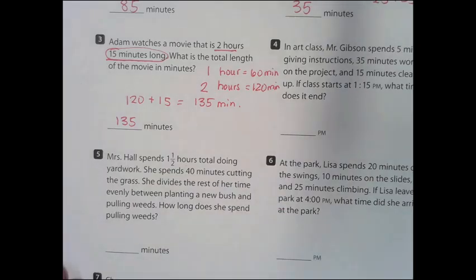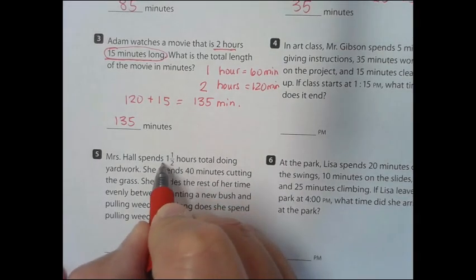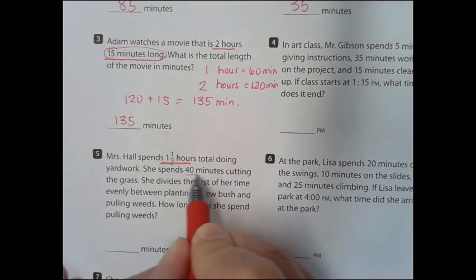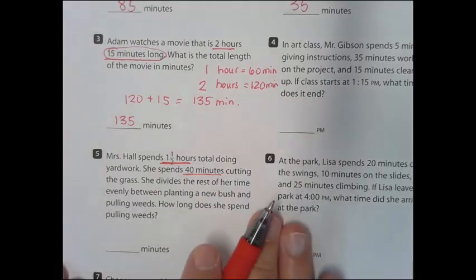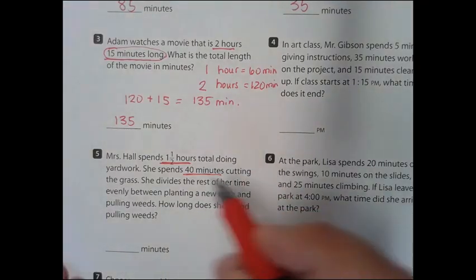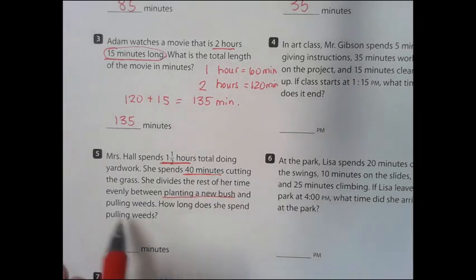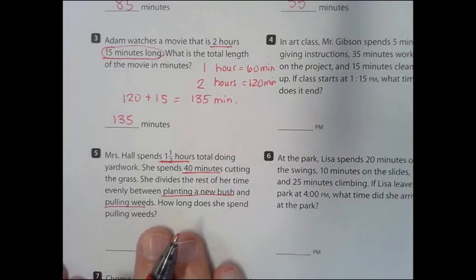Okay, so a couple of steps here, right? So you got to start with an hour and a half, because that's the total. Then you need to subtract the time it takes to cut the grass, which is 40 minutes. And then you have to divide what's left over between planting a new bush and pulling weeds. So she's doing 2 more things in an even amount of time that's left. Okay, so that's your hint for number 5.